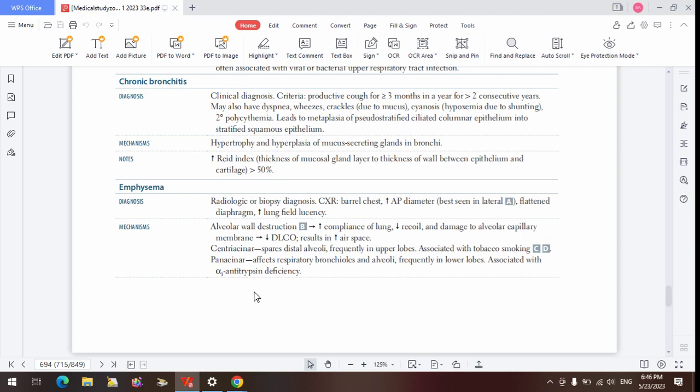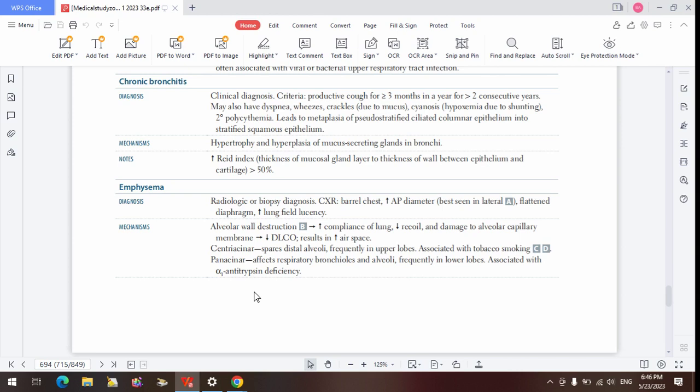But in someone that has alpha-1 antitrypsin deficiency, it has been observed that it damages everything, both the respiratory bronchioles and the alveoli. You can call that pan-acinal. Pan means entire. And it typically affects the lower portion of the lungs, the lower lobes. Unlike smoking, which affects the upper lobes and damages only the respiratory bronchioles, alpha-1 antitrypsin deficiency occurs at the lower lobes and is pan-acinal.